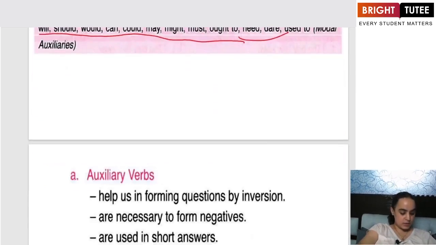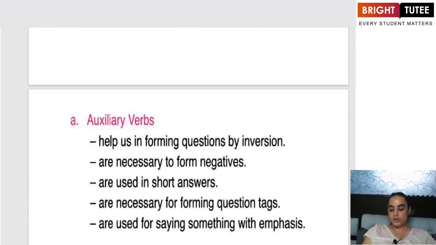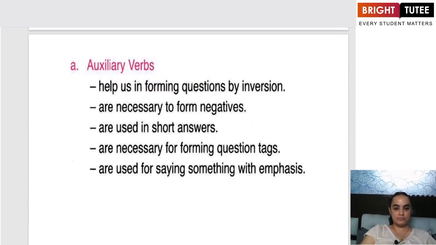Let us now look at their usage. Auxiliary verbs help you to form a question. Is there anything new? Will you help me? Can you come here? Would you keep quiet? So they help you form a question. They are very important to form negatives. If you want to make a negative of the sentence, you have to have an auxiliary verb.